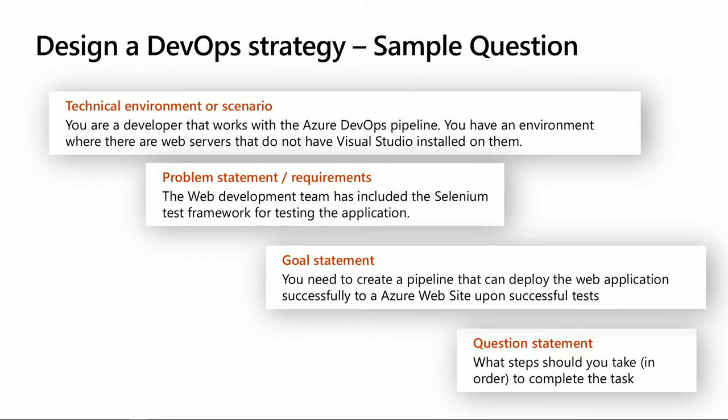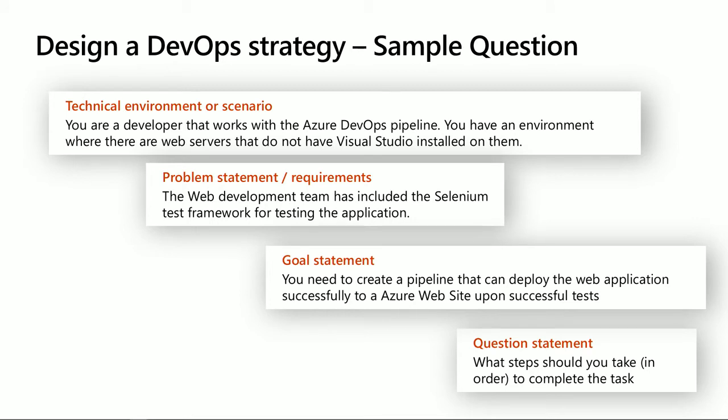Next thing they say here is, okay, so we have Selenium. So what is Selenium? Selenium is one of those tools that allows us to do some type of testing, unit testing, automated load testing, right? So knowing just a little bit about Selenium, you don't have to know the technical details of how it works. You just need to know what it does, right? Again, we're all about designing a DevOps strategy.